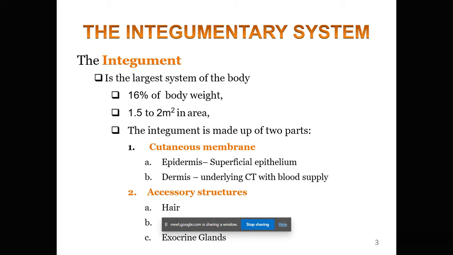The cutaneous membrane has two parts: the epidermis, which is the outermost layer, made up of epithelial cells. Below the epidermis we find the dermis, which is made up of connective tissue. The second part of the integumentary system is the accessory structures associated with it. The first is the hair, the second is the nails, and the third is the exocrine glands.